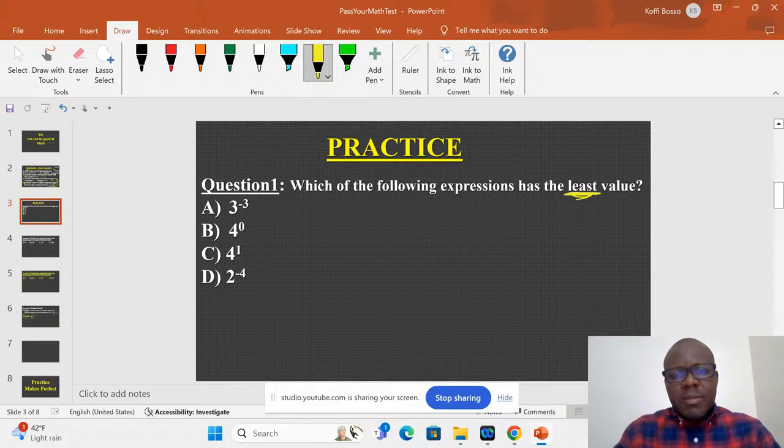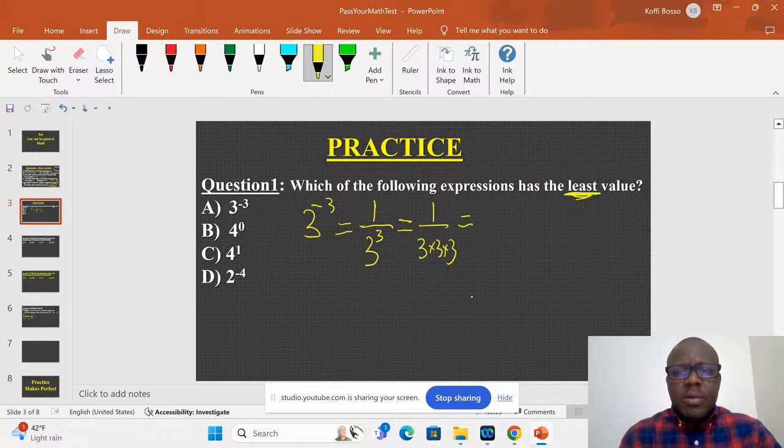The exponent is negative. Therefore, if I have 3 raised to negative 3, I change it to a fraction, like the rule said. So the denominator of the fraction is 3 to the third power, and the numerator is 1. Now look, 3 to the third power is not a 9. Instead, 3 to the third power is 3 multiplied by 3 multiplied by 3, and that gives you 27 in the denominator. So 3 to the negative 3 is the same as 1 over 27.